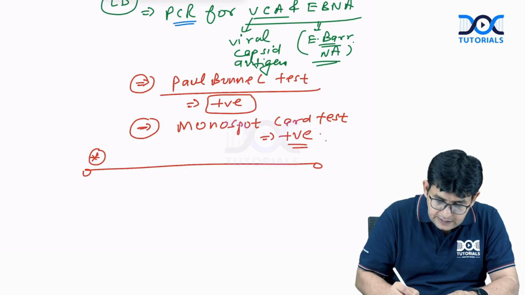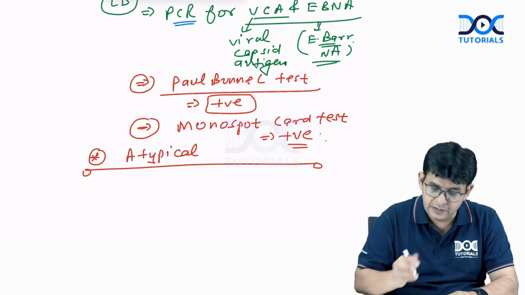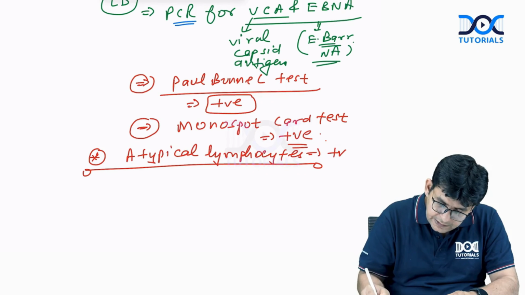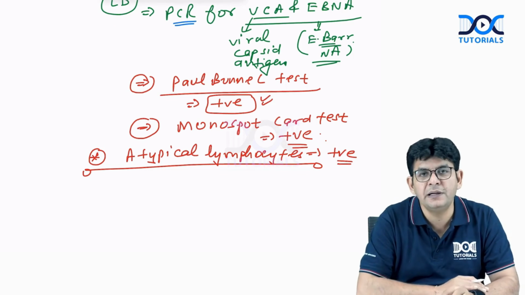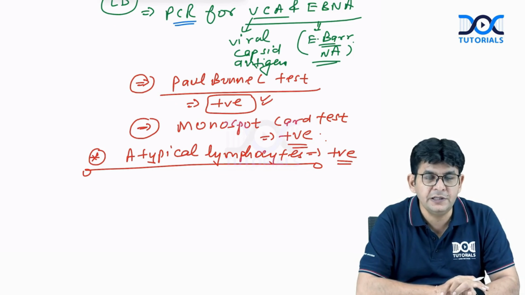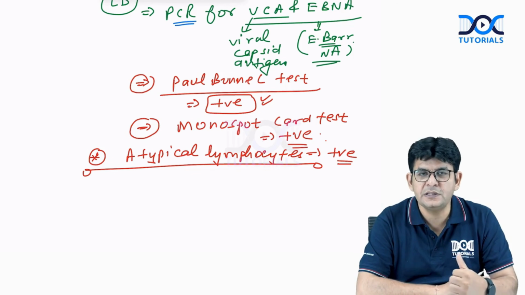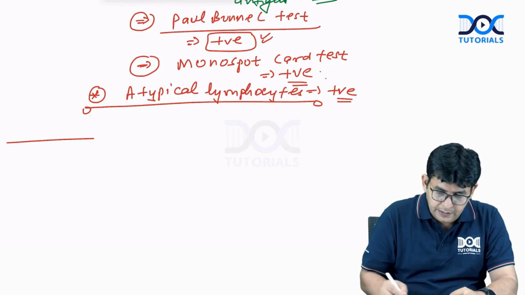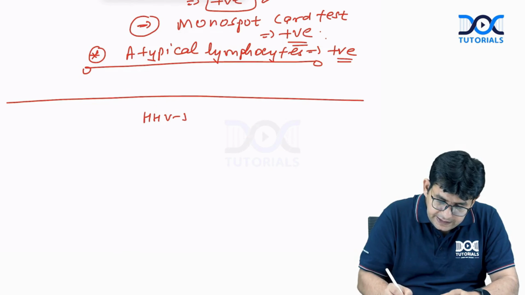Important is, like mononucleosis syndrome, in mononucleosis-like syndrome, atypical lymphocytes are seen here also. Means all the things are same except that the Paul-Bunnell test is found to be positive here and it is negative in the case of mononucleosis-like syndrome. Okay. Now guys, other than that, let's talk about HHV8.